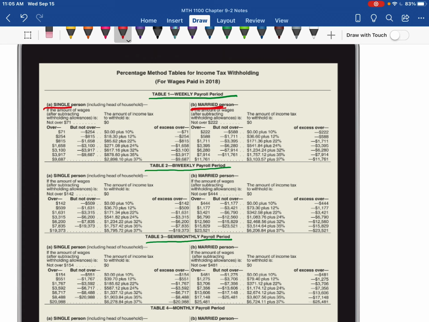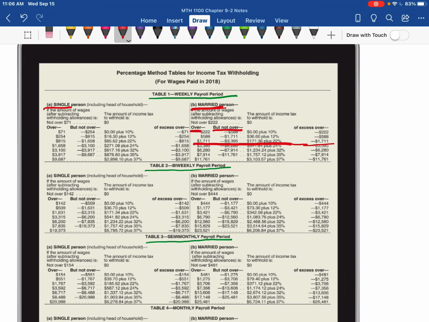Since she's married, I'm going to look in the first row underneath married, and I'm going to look at that number that I just found, which is the $2,490.40. That's going to fall right here. It's going to fall between 1,711 and between 3,395. That's where that number falls. It's between those two values. See, it says over, but not over. So it's between those two numbers. That tells me how I'm going to pay my taxes.